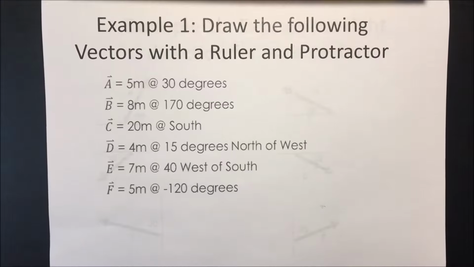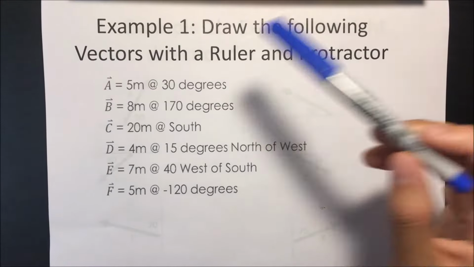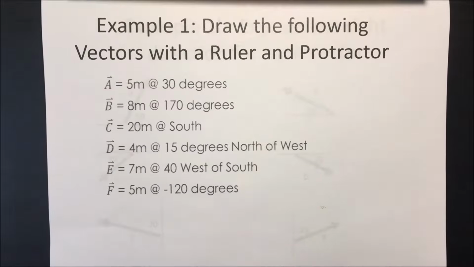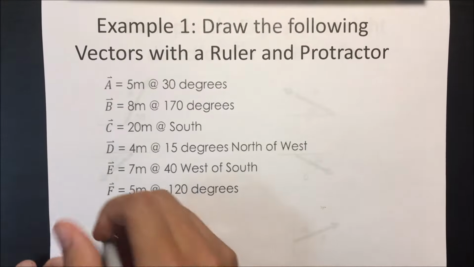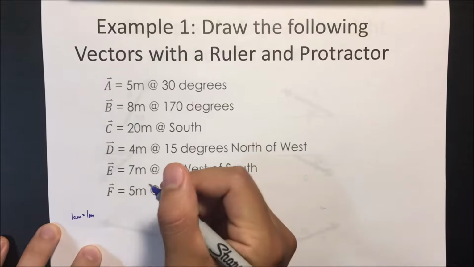Okay, let's look at this first example. Draw the following vectors with a ruler and protractor. So let's look at vector A, 5 meters at 30 degrees. The first thing that we want to do is create a legend. So we're going to say 1 centimeter equals 1 meter.